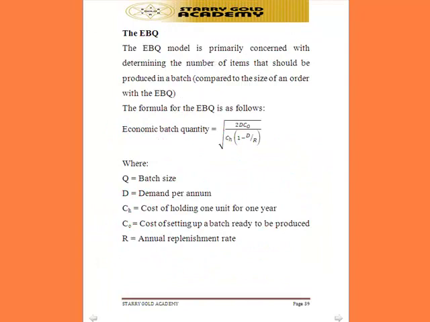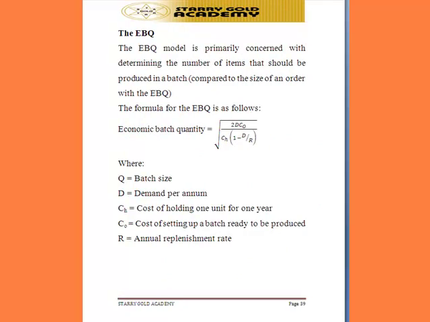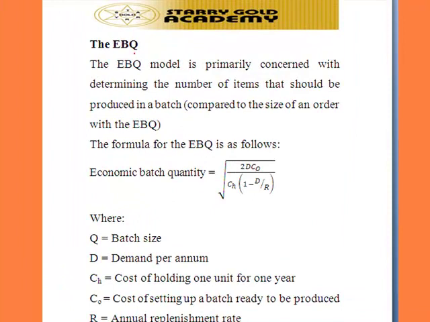Now let's move further to another concept also related to the economic order quantity, the economic batch quantity, EBQ. Now, one of the assumptions of EOQ is that replenishment is instantaneous, but you know it's not always true that replenishment will be made immediately the order is made.